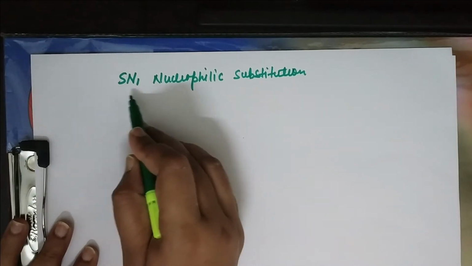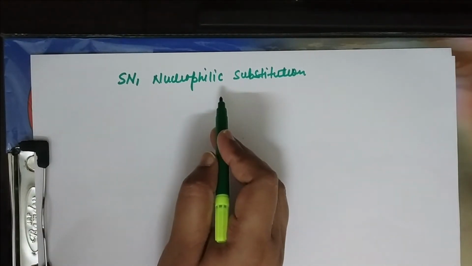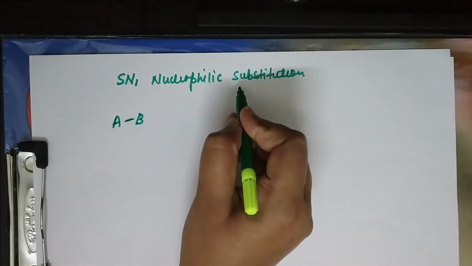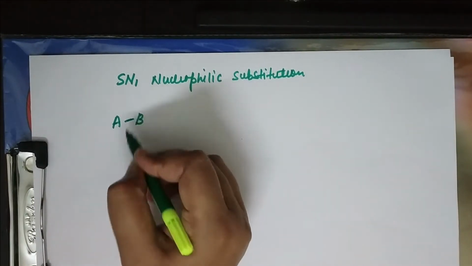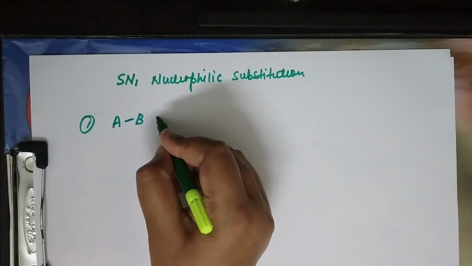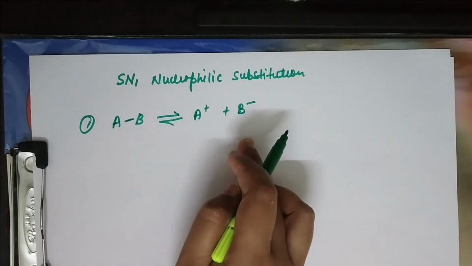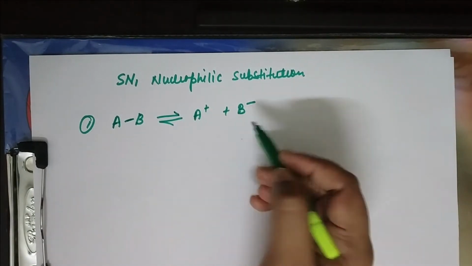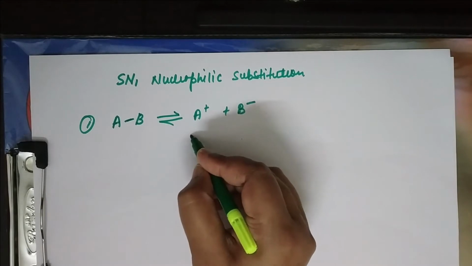Now I am going to explain the SN1 nucleophilic substitution reaction. Let's see one example. SN1 nucleophilic substitution reaction generally takes place in two steps. In the first step, the formation of a cation takes place. Here you can see AB will split into A plus and B minus. So this is the formation of the cation.